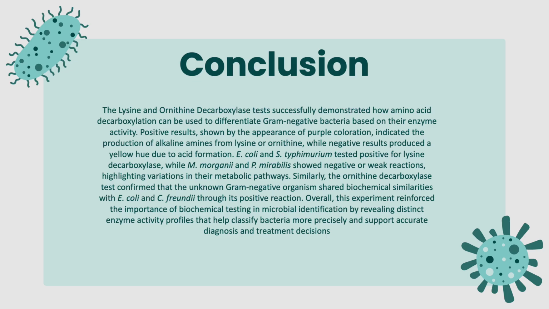So in conclusion, the lysine and ornithine decarboxylase tests successfully demonstrated how amino acid decarboxylation can be used to differentiate gram-negative bacteria based on their enzyme activity. Positive results, shown by the appearance of purple coloration, indicated the production of alkaline amines from lysine or ornithine, while negative test results produced a yellow hue due to acid formation. E. coli and S. typhimurium tested positive for lysine decarboxylase, while M. morganii and P. mirabilis showed negative or weak reactions, highlighting variations in their metabolic pathways.